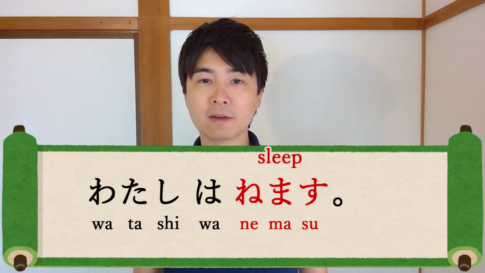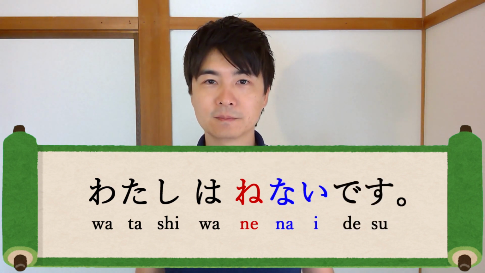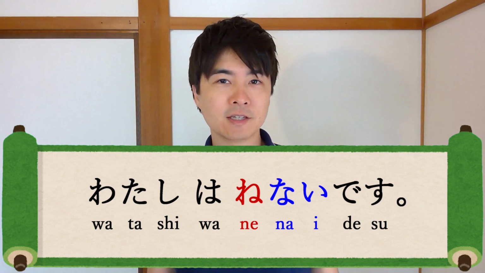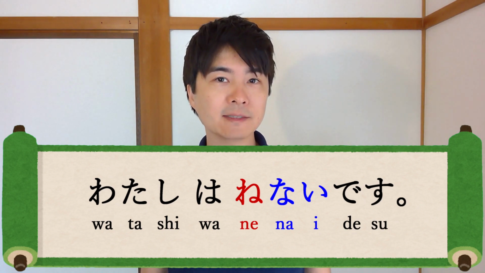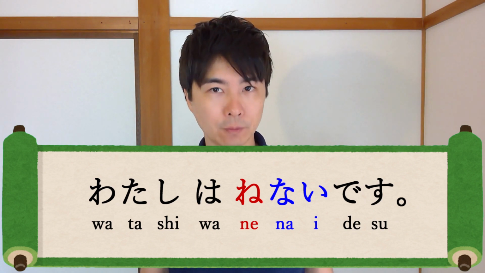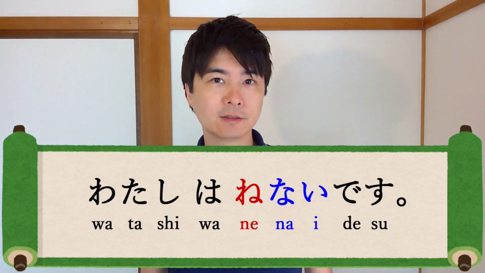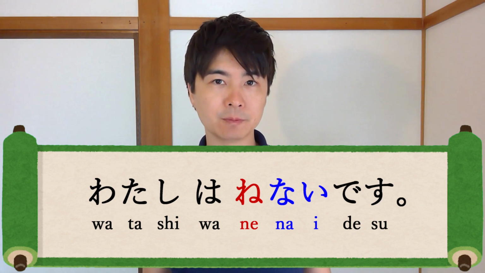The ない form of 寝ます is 寝ないです。寝ます is an 一段 verb. Regarding 一段 verbs, we just need to replace ます with ない to make it the ない form. And です follows it to make the sentence polite. So 私は寝ないです means I will not sleep.